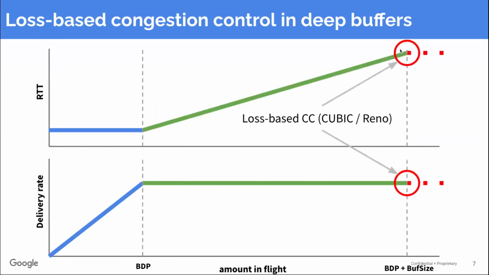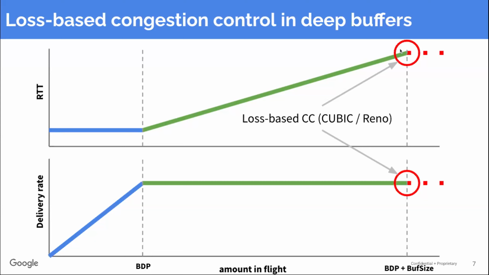And if we think about how that behaves, we can use some diagrams like the following to analyze the behavior. So here we have two different diagrams. Both of them have on the x-axis the amount of data in flight in the network at a given time. The diagram on the bottom is showing how the delivery rate evolves, and the diagram on the top is showing how the round trip time evolves.